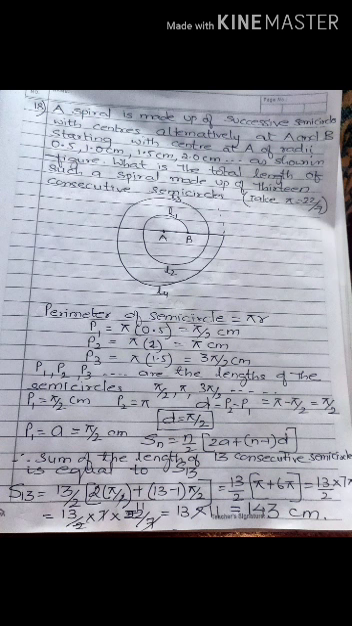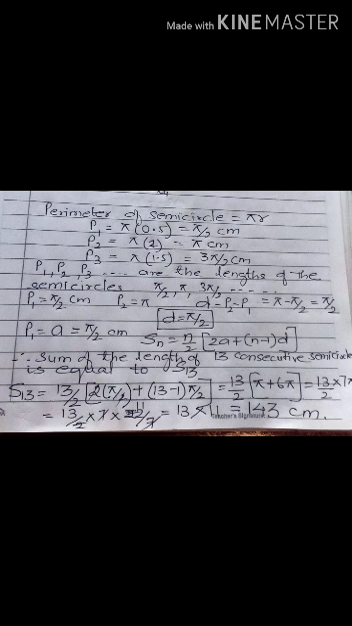Perimeter of a semicircle equals pi r. Here P1, that is the first one, is pi into 0.5, the first radius. So we get pi by 2 centimeter. P2 equals pi into 1 centimeter, that is pi centimeter. P3 equals pi into 1.5 centimeter, that is 3 pi by 2 centimeter. So P1, P2, P3 and so on are the lengths of the semicircles. So pi by 2, pi, 3 pi by 2 and so on, they are in AP.